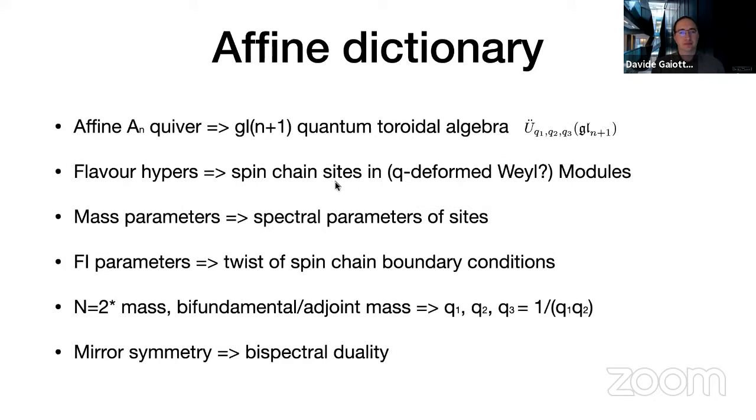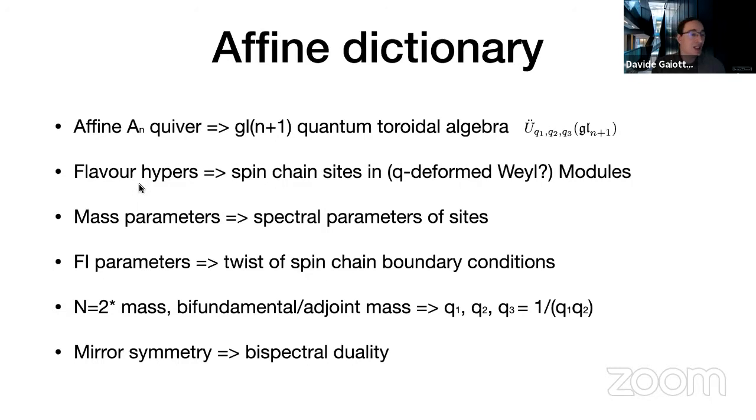Now, the affine version of the story should have pretty much the same dictionary. The shape for the A-type, you will have an affine A_n quiver, which is a necklace quiver with n+1 nodes. And the spin chain should be based on something called the quantum toroidal algebra, which is a two-parameter deformation of the universal enveloping algebra of a Kac-Moody algebra. I put 3 parameters here, q1, q2, and q3, but that's just a convention. The product is set to 1. So this is a two-parameter deformation.